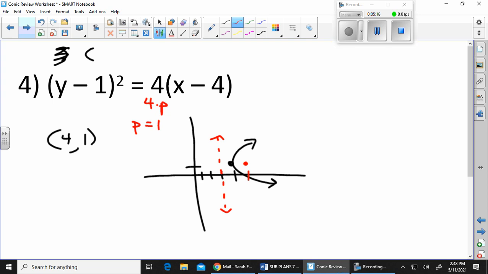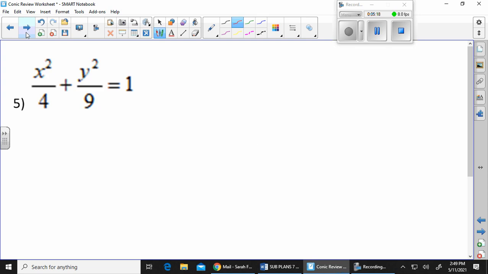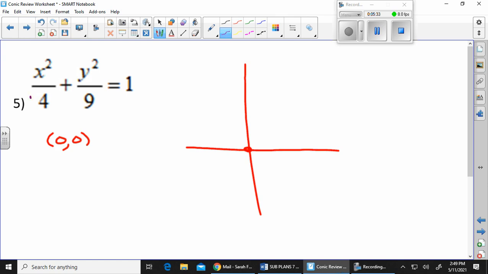Okay. Number 5, it's plus, it's equal to 1. They're both squared. It's an ellipse. Nothing there, so my center is 0, 0. Again, I just look at it. Square root of 4 underneath the x. Left 2, right 2. Square root of 9 underneath the y. Up 3, down 3. There's my ellipse.